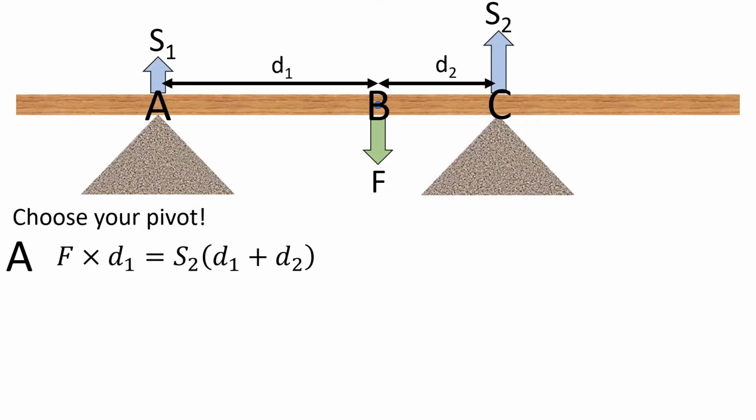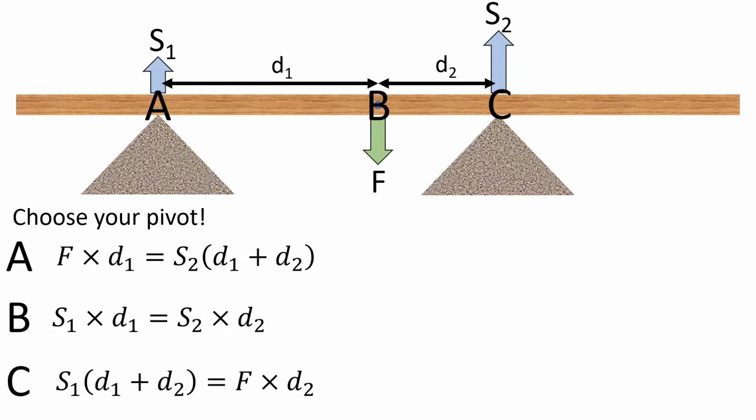The second choice for the pivot is B. We have S1 times D1 as the clockwise moment, whilst S2 times D2 is the anti-clockwise moment. Now this does appear to be the easier one to do at the moment, but you'll soon see it's actually the more difficult one to use to solve to find S1 and S2.